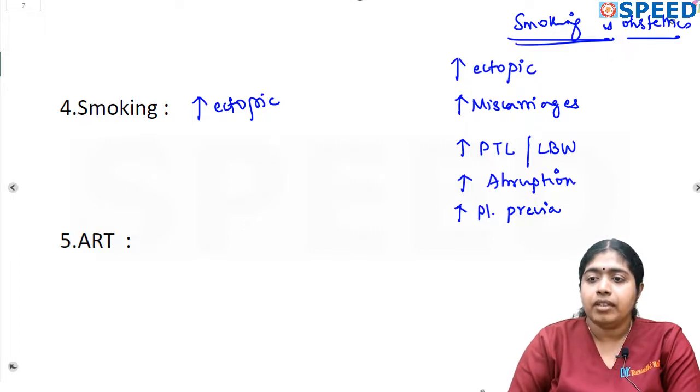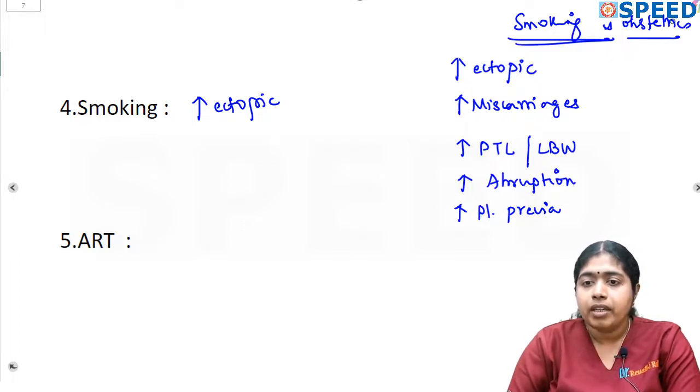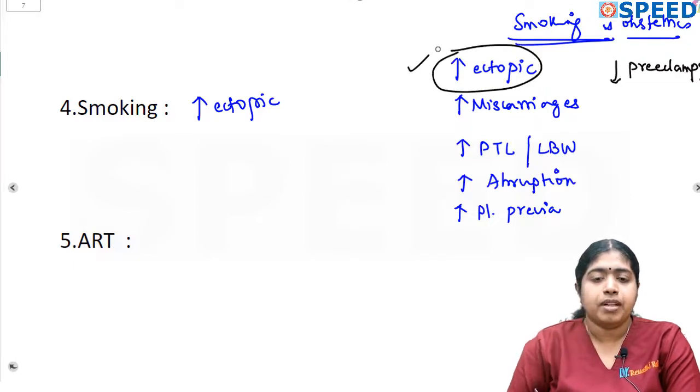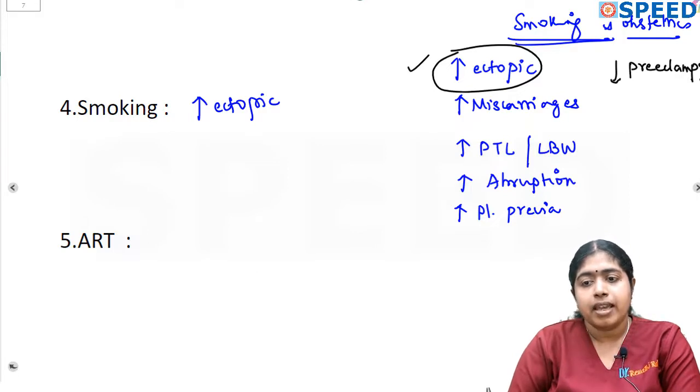But on the other hand, smoking decreases the risk of what? It decreases the risk of preeclampsia. Okay, so what do we have? It increases the risk of ectopic. That's relevant to our topic. Now the next risk factor that is discussed is ART.